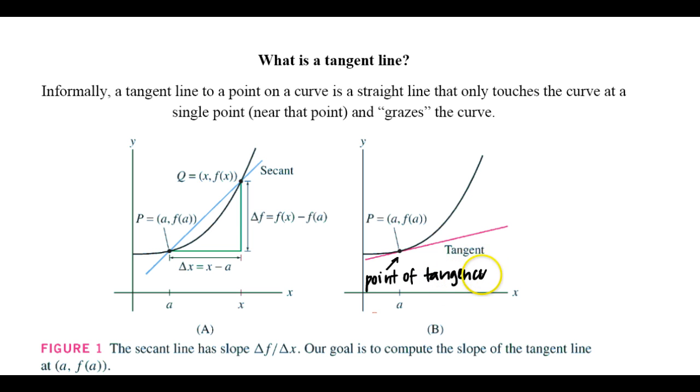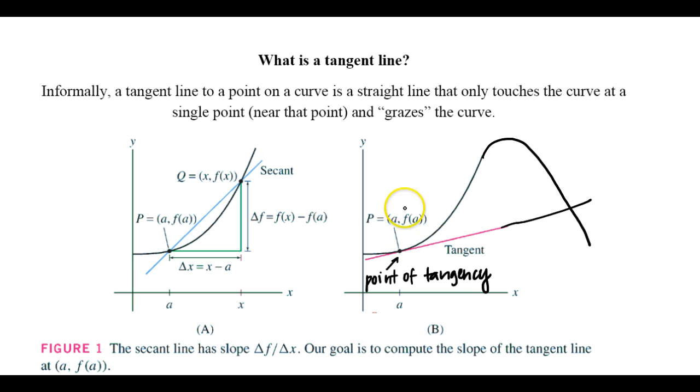And what I want is for my tangent line to only touch the curve at that point around the point (a, f(a)). Now, what I mean by that is that this curve could turn around and come back down, and this line here would keep going and actually intersect somewhere else, but that's fine because it's not near the original point, the point of tangency. And we want to make sure that the tangent line also just grazes the curve.